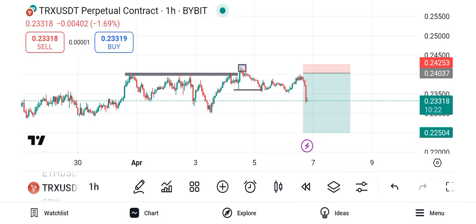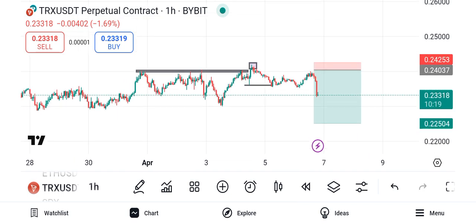Depending on your capital and depending on your leverage, you can be making consistent money with this amazing strategy.